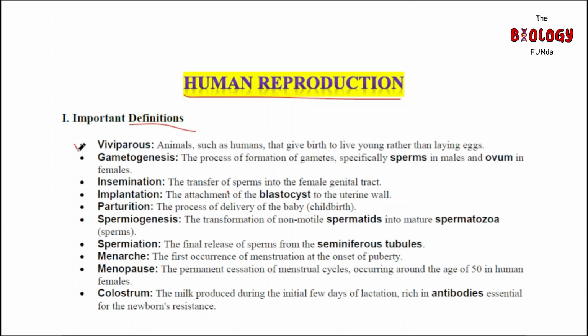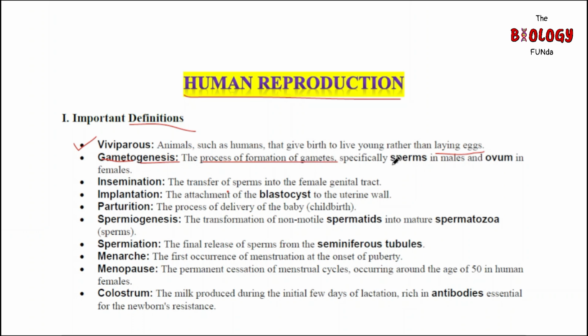First definition is viviparous. Viviparous means the animals which give birth to young ones. Oviparous means those who lay eggs. Humans are viviparous. Next is gametogenesis. Gameto comes from gamete, genesis means synthesis. That means it is a process of formation of gametes.